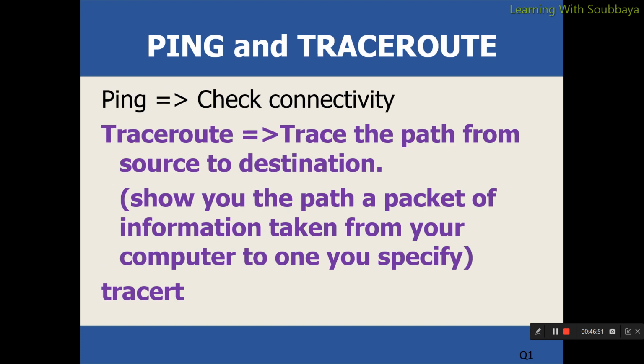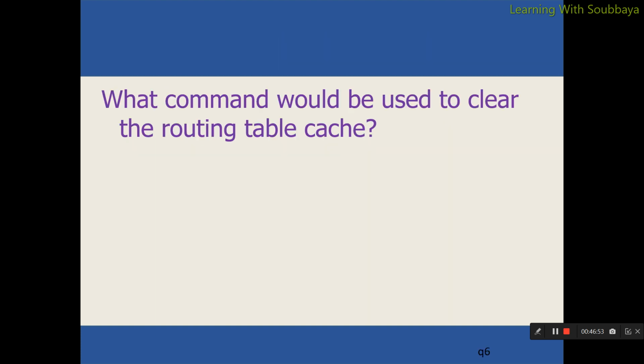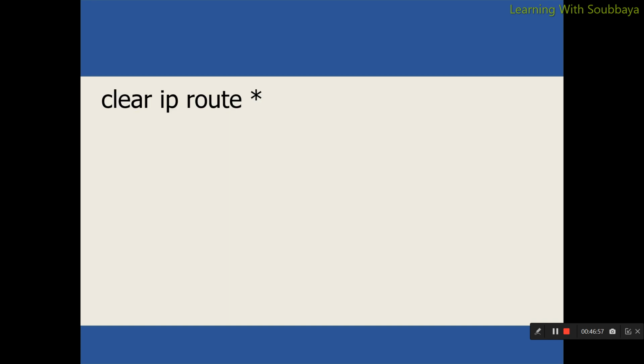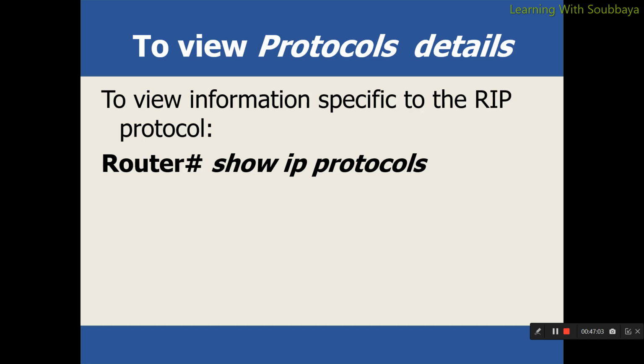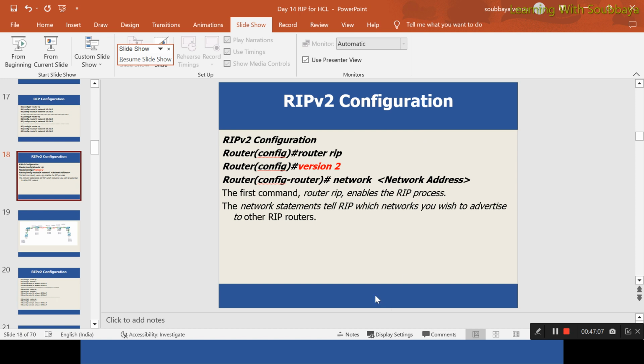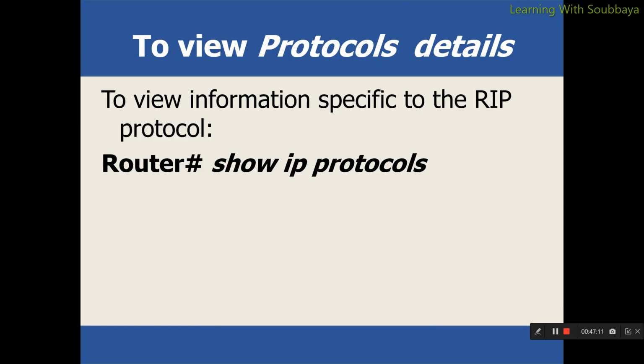So this is the configuration we completed, and we checked the connectivity also. One more command is available for clearing the routing table. The clear ip route star command will clear the routing table. And we can use the show ip protocol command to view the routing protocol information also.